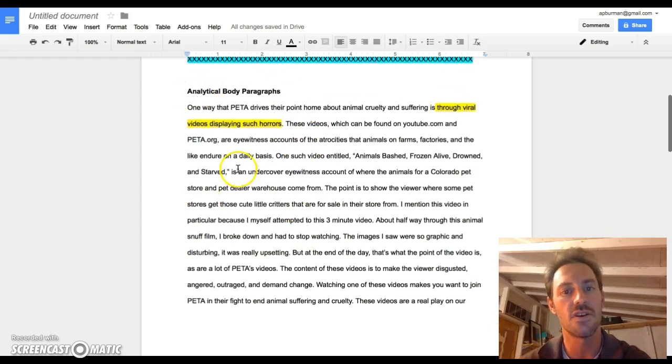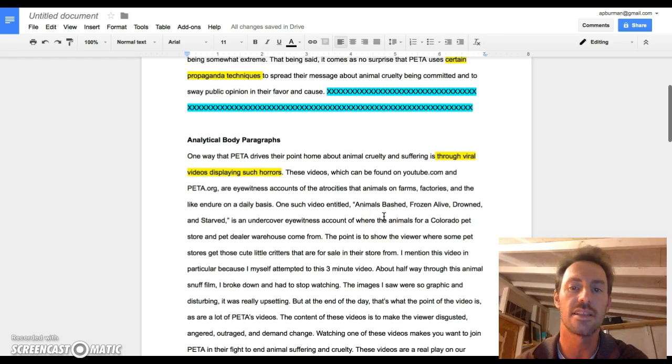If we look at this first analytical paragraph, we can see that the student does start to do some really good analysis of what happens on the PETA website. So it starts like this. One way that PETA drives their point home about animal cruelty and suffering is through viral videos displaying such horrors. These videos, which can be found on YouTube and PETA.org, are eyewitness accounts of the atrocities that animals on farms, factories, and the like endure on a daily basis. Awesome. Very, very cool claim.